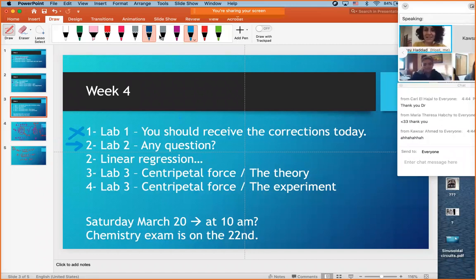All right. Our next thing on the plan is the following: linear regression.